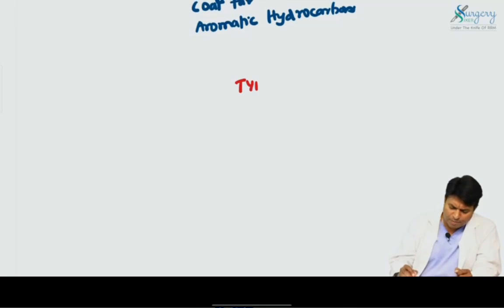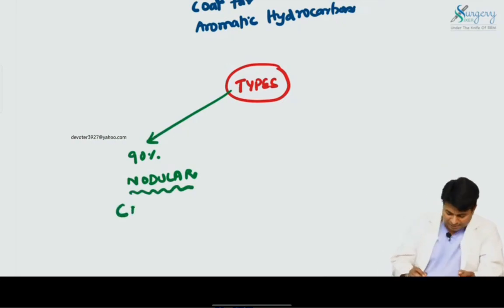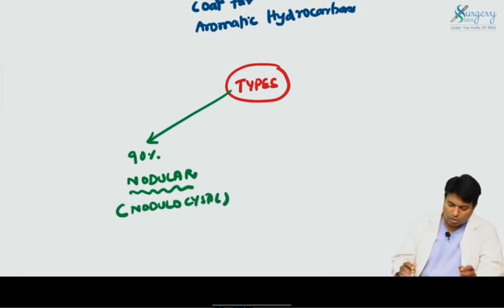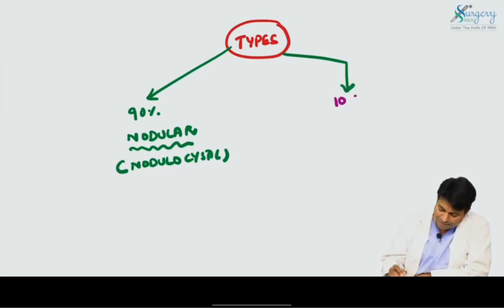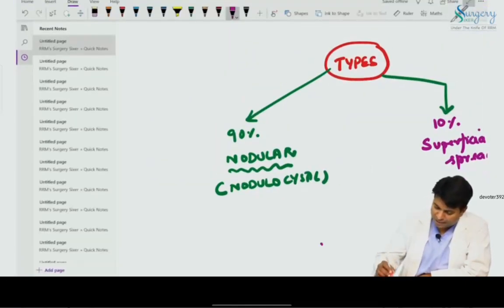Coming to the types of basal cell cancer, there are two types. Most commonly, 90% of the time, we get the nodular type of basal cell cancer, also known as nodulocystic cancer. I will show you the image of the nodular type. Only 10% will develop the superficial spreading type of basal cell cancer.